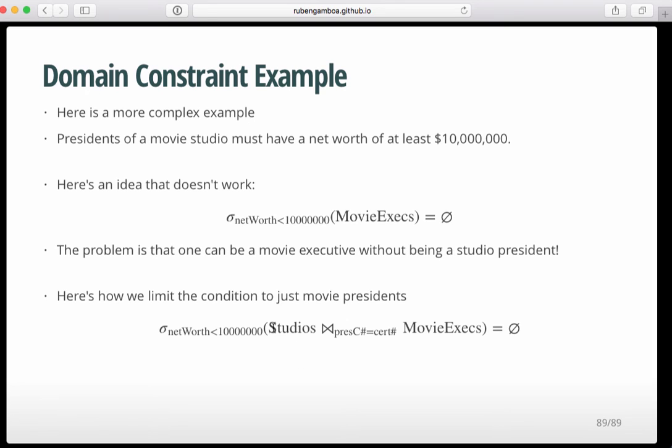So how do we limit it to just presidents? Well, here's what we'll do. We'll take studios and we'll join that with movie execs, and we'll join it using the president certificate number must be equal to the certificate number. We did that before to get the movies and the movie execs. And now we can say out of that table, the net worth must be greater than or equal to 10 million. So what we do is we take the rows where the net worth is less than that, and that should return the empty set. So I hope you can see just how powerful relational algebra is.